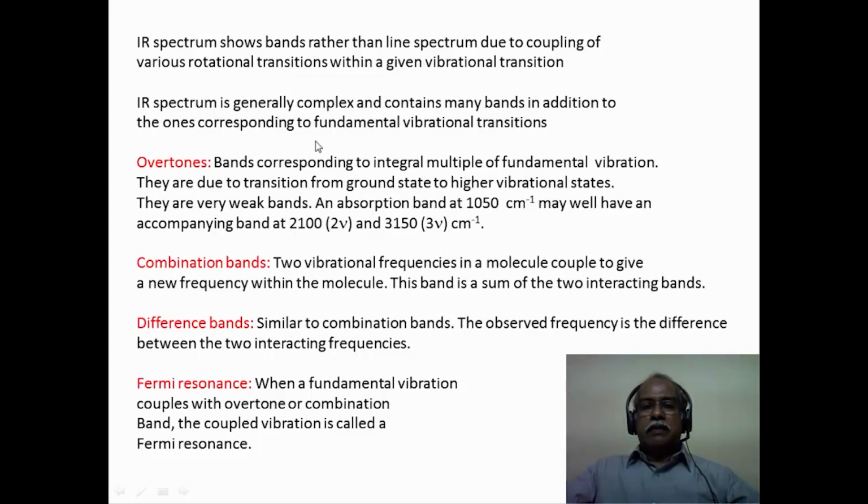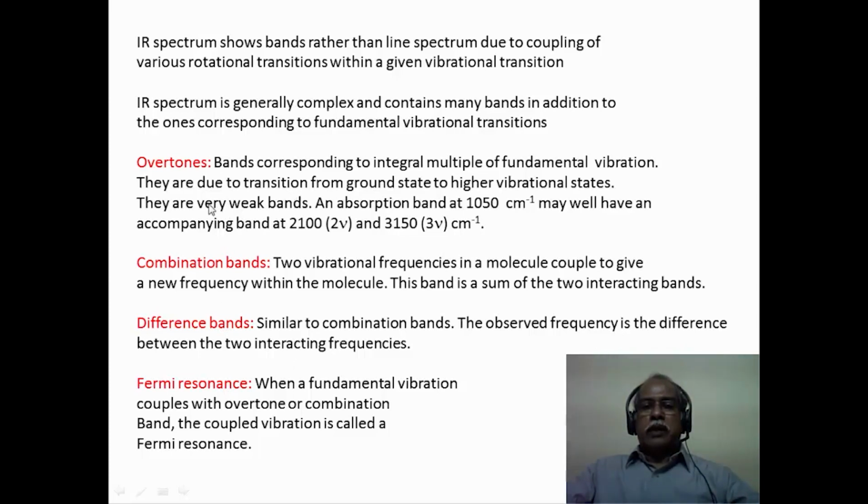Infrared spectrum is generally very complex and contains many bands in addition to the one corresponding to the fundamental vibration transitions. For example, you can have overtone bands, combination bands, difference bands and Fermi resonance bands. These are various types of bands that can appear in the infrared spectrum. Let us consider one by one.